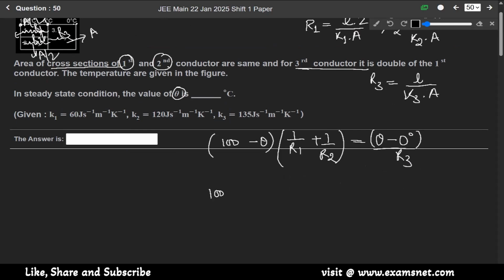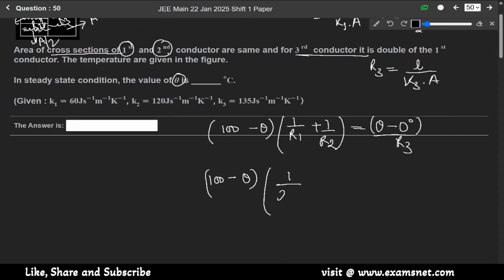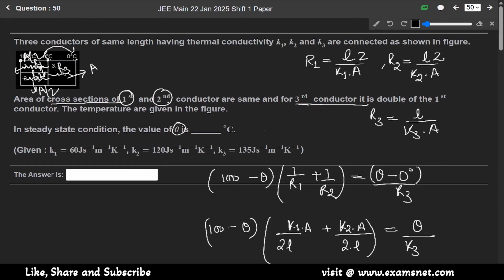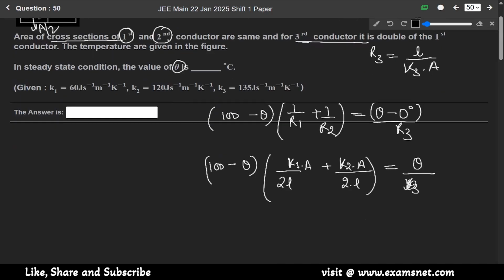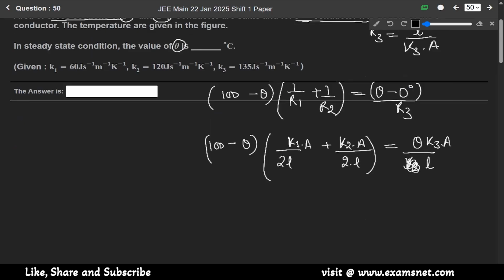So it will be 100 minus theta and 1 over R1. R1 is 2L over K1 A, plus same R2 is 2L over K2 A, equals to theta over R3. R3 is L over K3 into A. Now we just have to solve it by putting the values of K1, K2 and K3. We will get our desired answer.